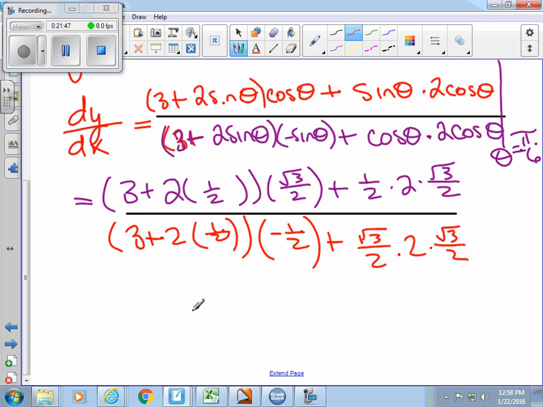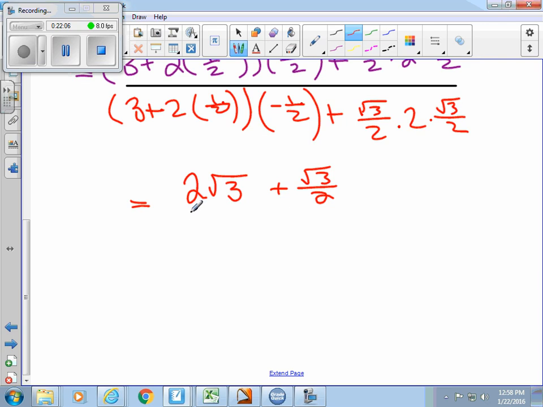These are both 4. Everyone agree with that? 3 plus 1, which is 4. So I get 2 radical 3 on the top, on the left of the top, plus radical 3 over 2. On the bottom, 4 times negative 1/2, which is negative 2, plus 3 over 2, just 3 over 2, which is already rationalized. That's nice.